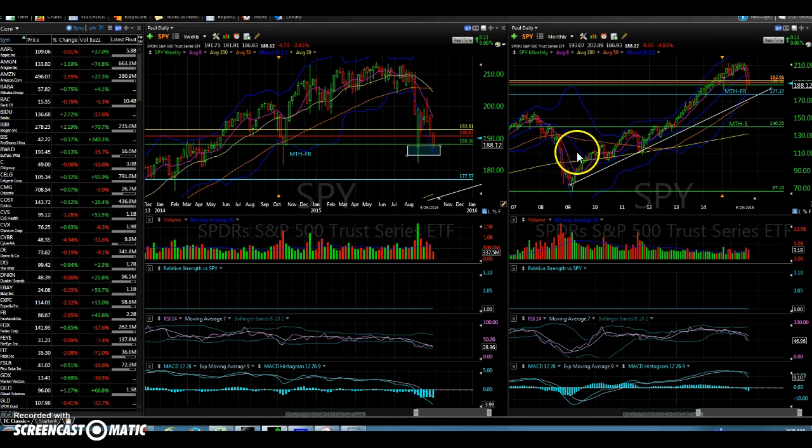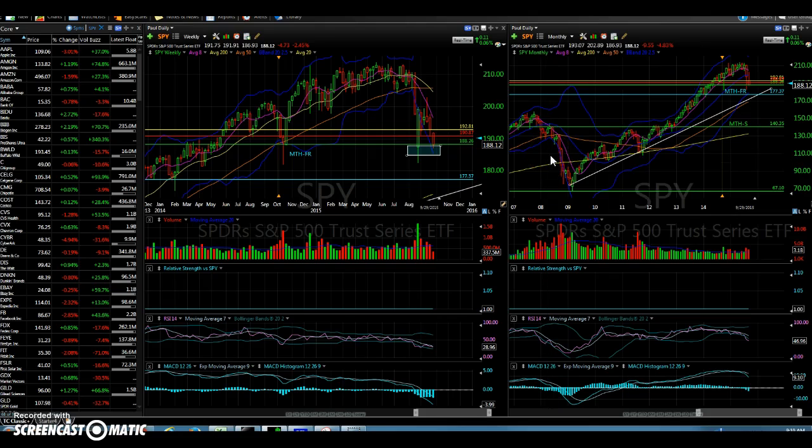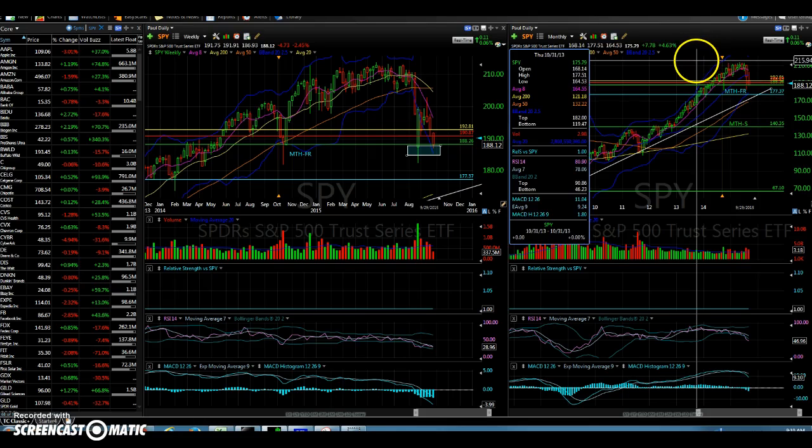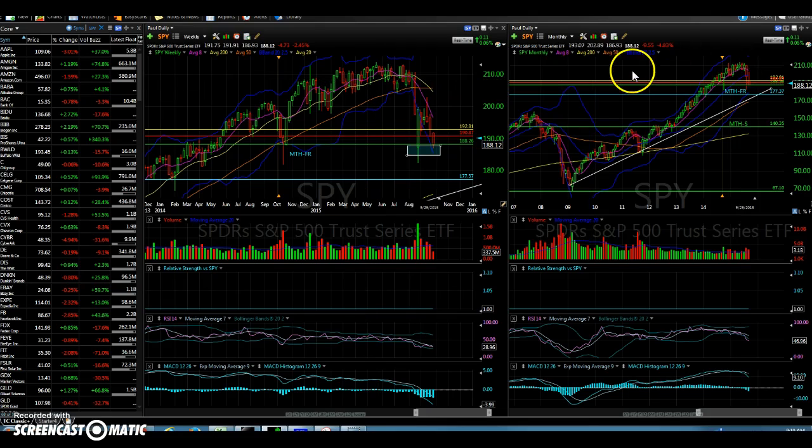Back to '08, ascending triangle, right? 67.10 low, 140.35. I use this closing price here from May '08. 140 minus 67 is 73, and 73 plus 140 is 213, and voila, right there. The high is 213.78. That's why we pay attention to this stuff.